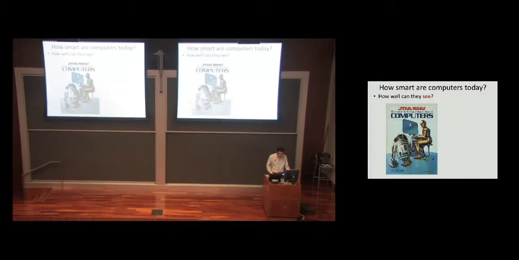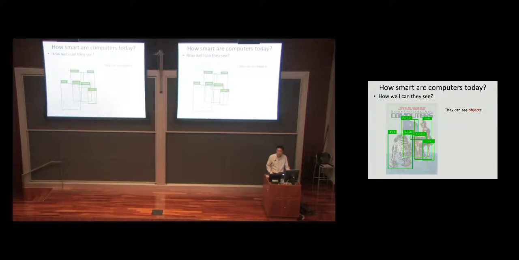So now, 30 years later, we can ask the question, how smart are computers today? Let's start with the ability to see. We all know that object recognition has been a great success. Computers are pretty good at recognizing objects. However, we also know that there's not much else that computers can reliably tell us from an input image. So there are a lot of things that are missing compared to what humans perceive.